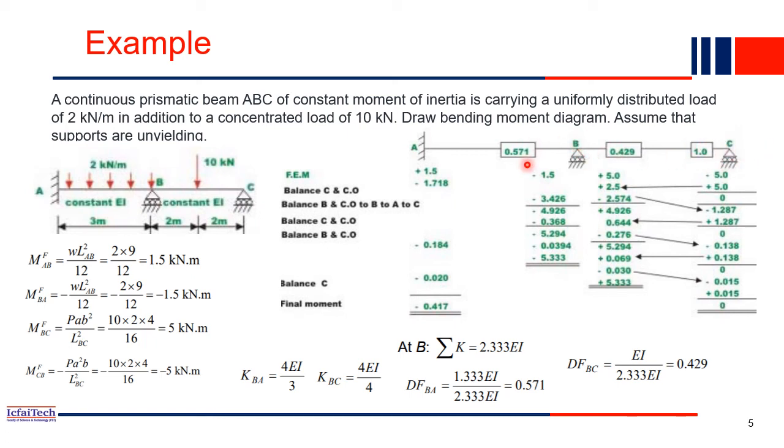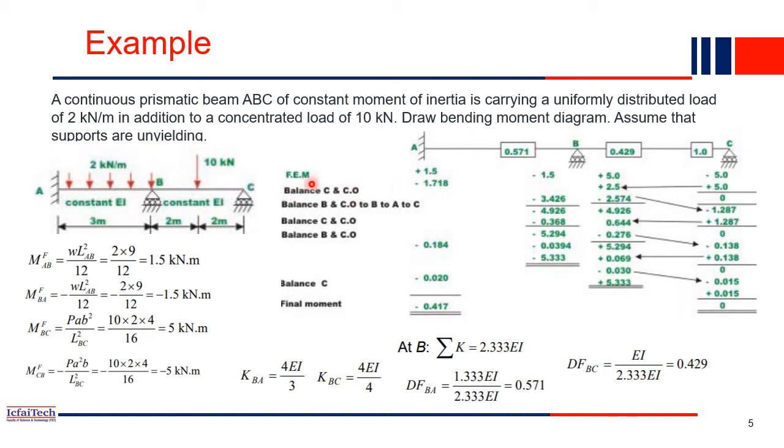So each joint's left side will have one distribution factor, and the right side will have another. Now if you add both distribution factors at a particular support, you should get 1. So 0.571 plus 0.429, if you add both, you get unity. That's the distribution factor we have written. We have to make this format to solve this method.